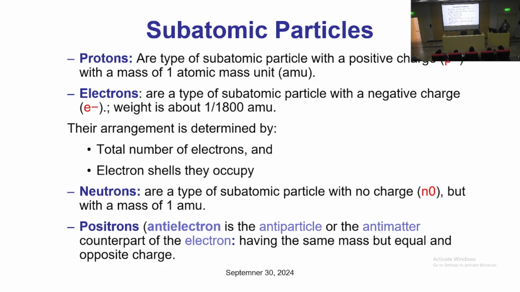The fourth type is the positron. It's called the anti-electron or anti-particle. It's completely different from the others, and it doesn't exist in ordinary matter. It usually exists on unusual occasions, but it has the same mass as the electron, but positively charged. So the take-home message from this slide is to focus on the three major components: the electrons, the protons, and the neutrons.